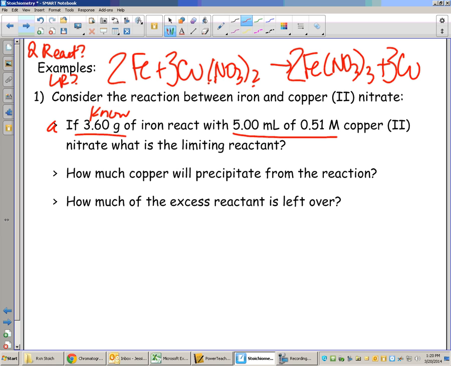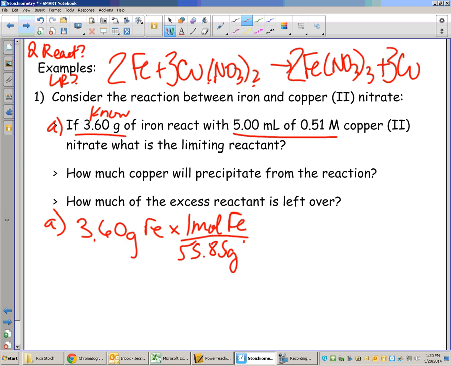So that's part A. Let's start with part A. All right, so this is how you start it. What was the first step? Back on the example. Right, convert to moles. So we have 3.60 grams of iron. How do I get to moles? Molar mass. 1 mole of iron is 55.85 grams of iron. All right, I'm now at moles of iron, which is 0.0645 moles of iron.